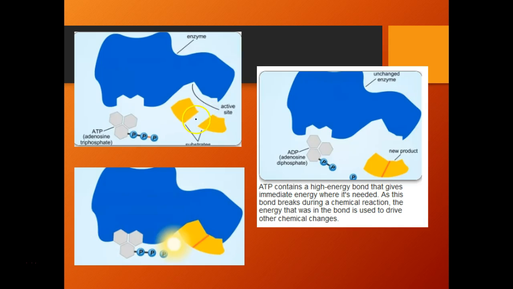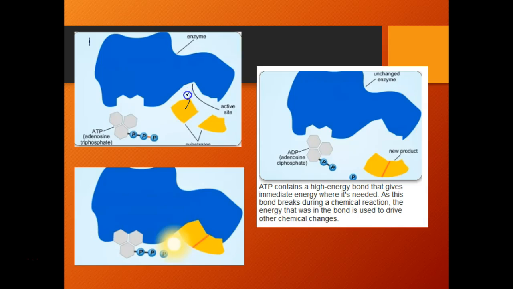Okay, if we want to take a look at how exactly ATP drives cellular reactions and processes, we could take a look at these 3 pictures here. Let's look at the first picture. What you see is an enzyme, and this enzyme has a substrate.